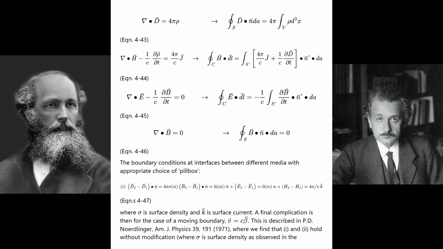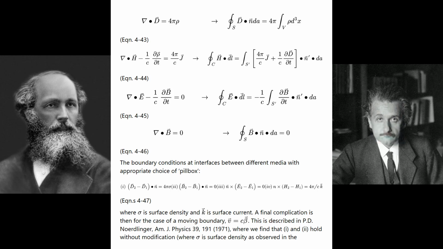A final complication is then for the case of a moving boundary, V equals C beta. This is described in P. D. Nordlinger, Am. J. Physics 39, 191, 1971, where we find that 1 and 2 hold without modification, where sigma is surface density as observed in the laboratory. In determining 3 and 4, we can no longer ignore the time derivative terms.